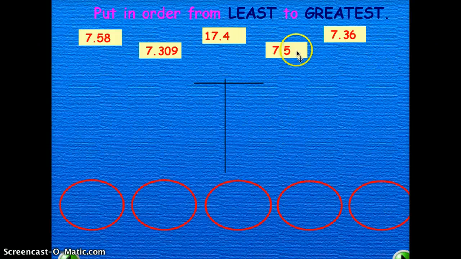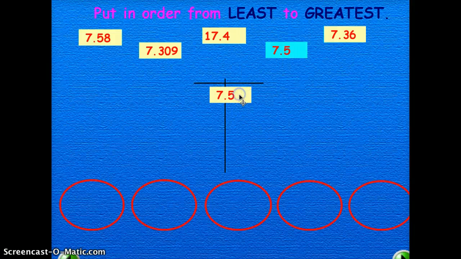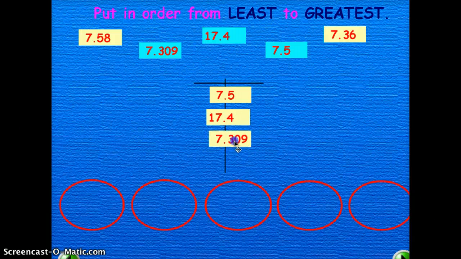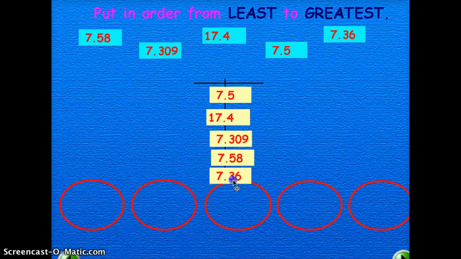So hopefully you've already written your list. I'm going to drag all my decimals into my chart. Again, I'm lining up the decimal places. I'm going to start by trying to find the smallest one. So right away I see that I'm not going to be looking at the 17 yet. I'm going to ignore that for a little bit.